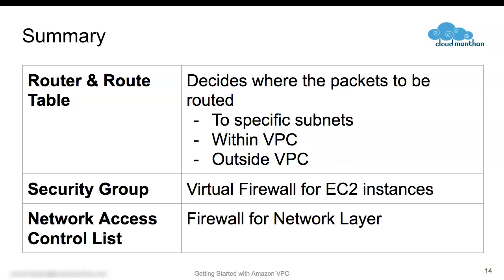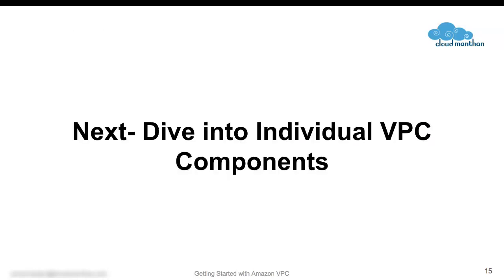And we looked at security groups and network access control list. These are nothing but virtual firewalls. Security group is a firewall for EC2 instances, and NACL or network access control list is the firewall for the network layer. So with this, we will actually go into details of individual VPC components in the subsequent lectures.